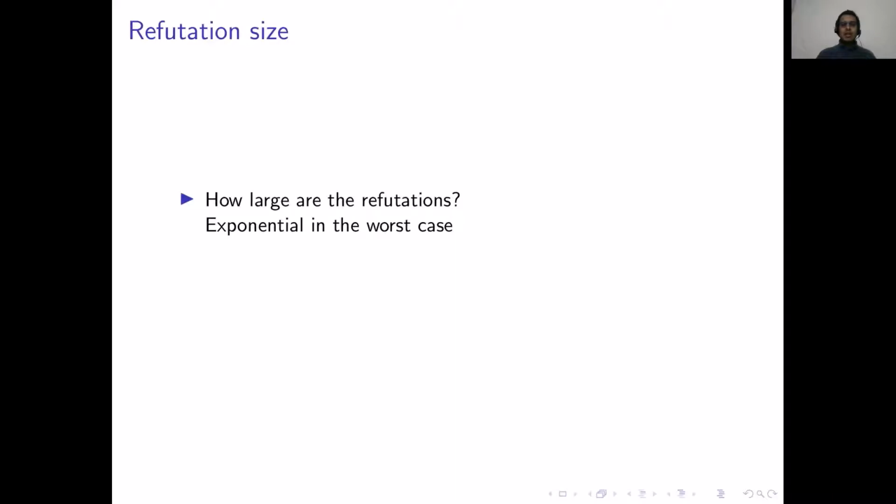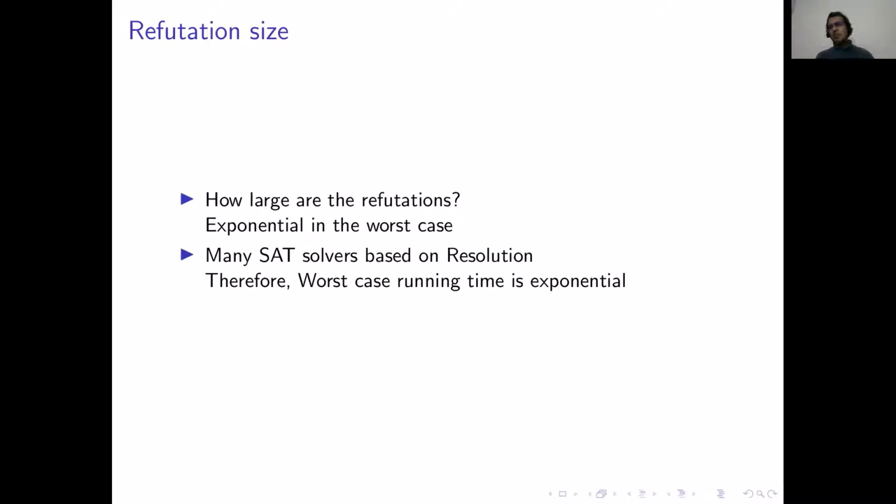So why do we study resolution? Because many SAT solvers are based on resolution, exponential size lower bounds for resolution give exponential running time lower bounds for these SAT solvers. So this tells us something about the performance of the SAT solvers.